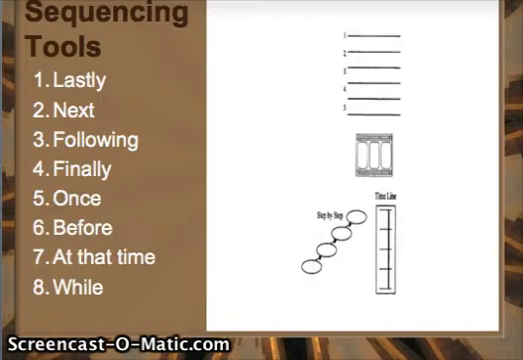Sequencing uses different types of graphic organizers. For example, this timeline, a sequence map, or even a bulleted or numbered list. Your text signal words are over here on the left.